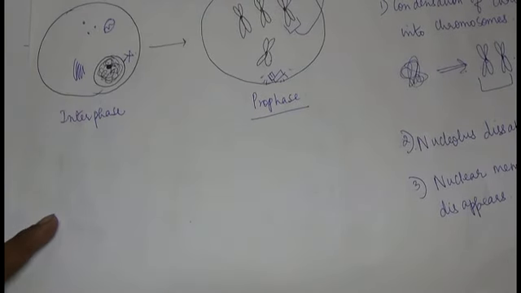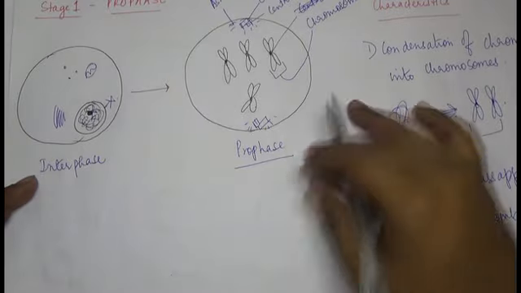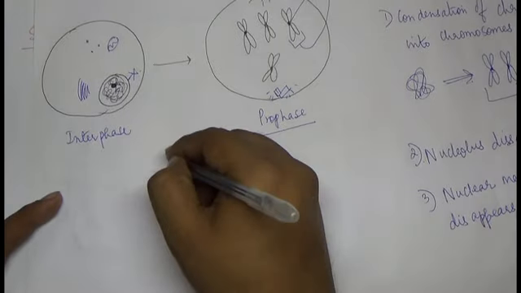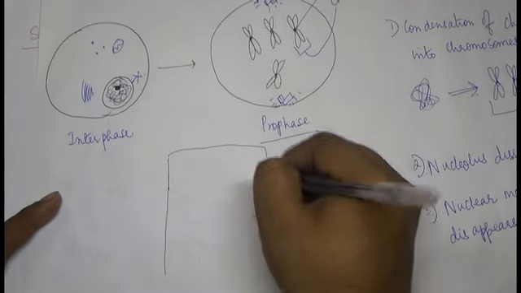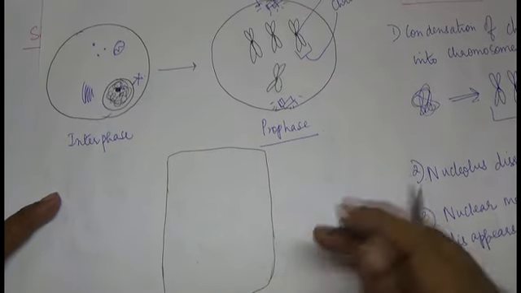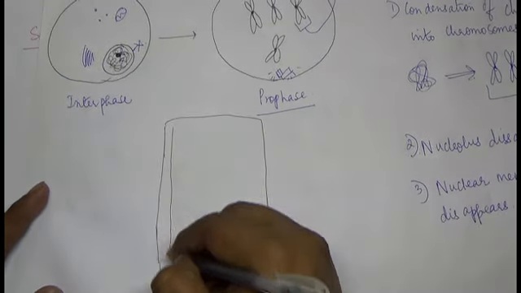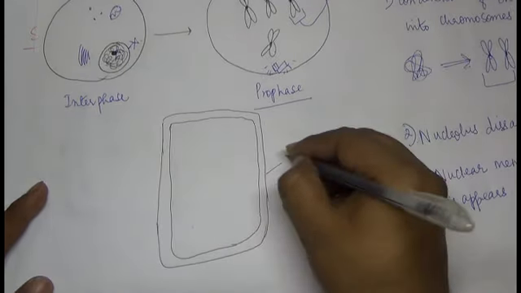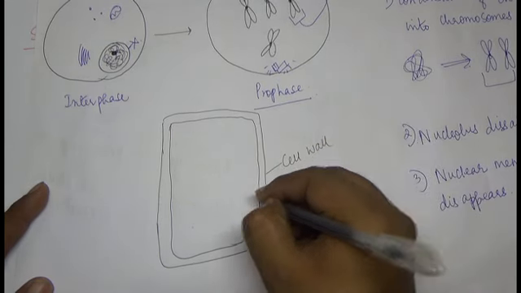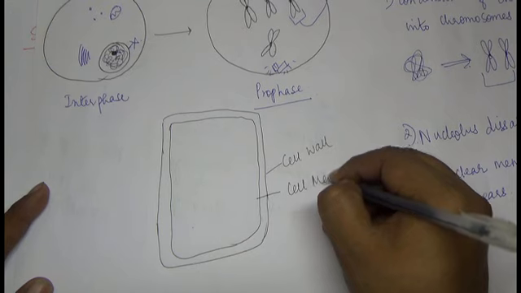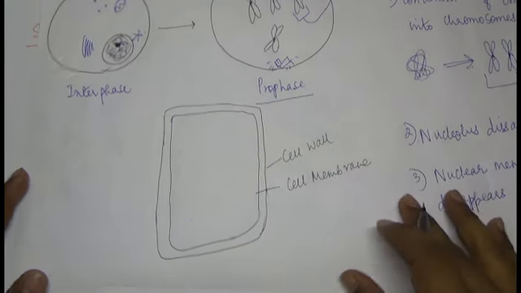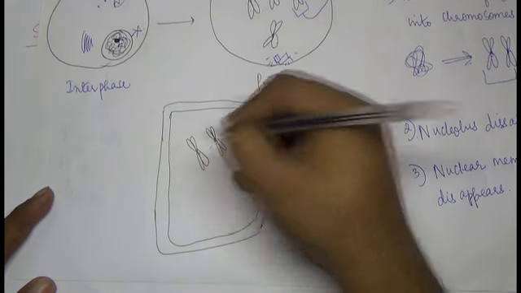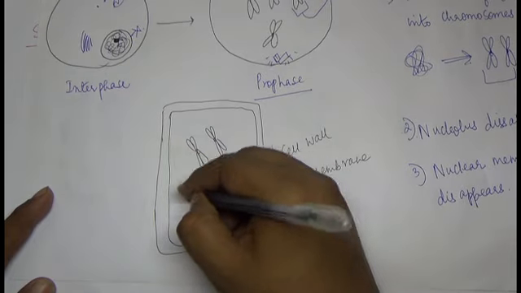Okay, another point to be noted is, had this diagram not been of an animal cell, had it been of a plant cell, how would it look? A plant cell, always make it rectangular, and make a double layer. Double layer, why? The outer layer will represent the cell wall and the inner layer will represent the cell membrane. Okay, and internally all the structures will be the same.